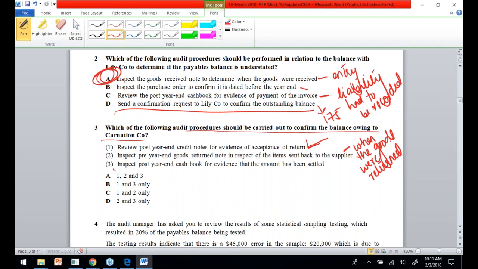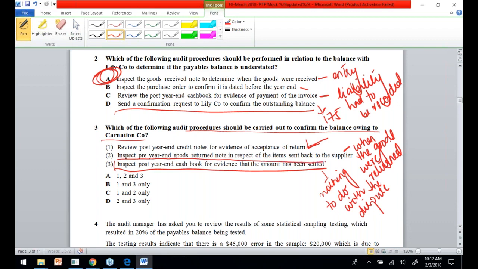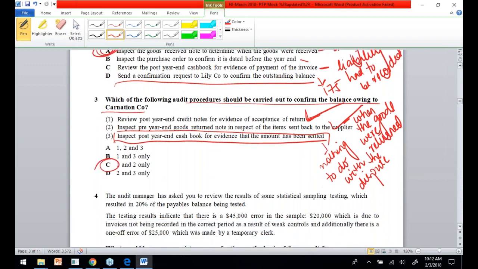Inspect post-year-end cash book for evidence of the amount that has been settled. That has nothing to do with the dispute. The dispute is not about the payment at all. Hence, any procedure that is applicable on the payment is irrelevant. The correct answer is C, 1 and 2. When goods were returned and when were they accepted by the supplier? Because that is the amount under question and that is the cause of dispute.